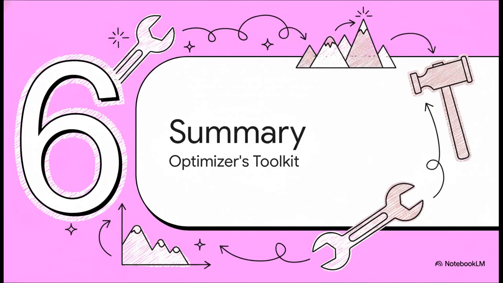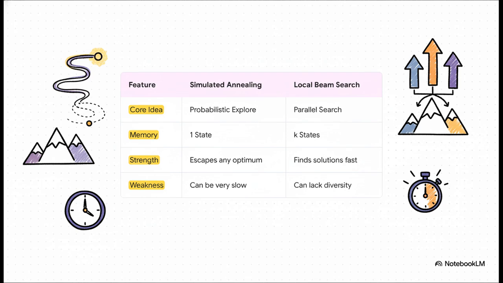Okay, so we've looked at 2 really powerful, but also really different ways to tackle that getting stuck problem. Let's wrap up by putting them side by side, so you can think of them as 2 different tools in your optimization toolkit. Let's compare them head to head. The core idea for simulated annealing is all about that random, probabilistic exploration. For local beam search, it's about searching in parallel with a team. Memory-wise, annealing is super light. It only needs to remember 1 state. Beam search needs to store k states, so it's a bit heavier.